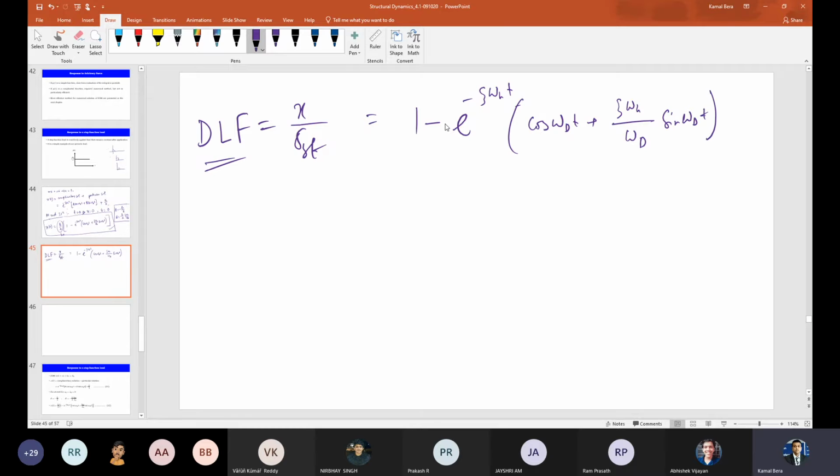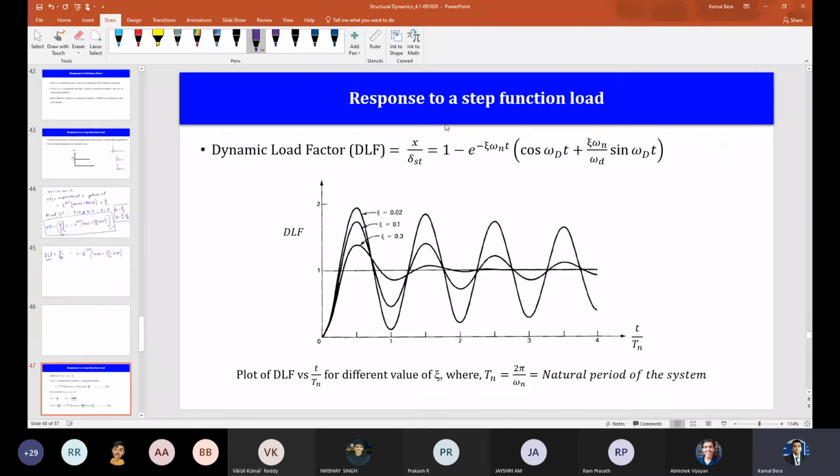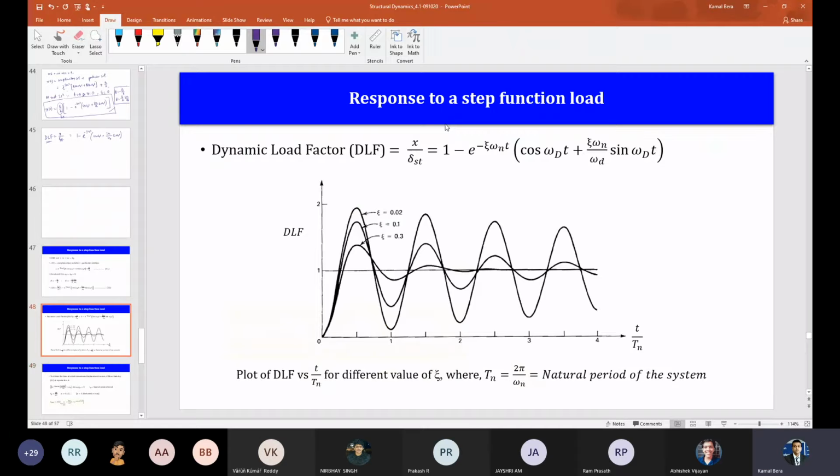Okay. So now if I plot this load factor for different values of damping ratio, let us see what we are getting. This is the dynamic load factor that you already obtained. If I plot for different damping ratio, you can see it. So what is the difference of this plot with whatever you have done for the damped free vibration problem? What difference can you see here? You see as the damping increases, the response quickly dies down. So what is the difference between this plot and the damped free vibration?